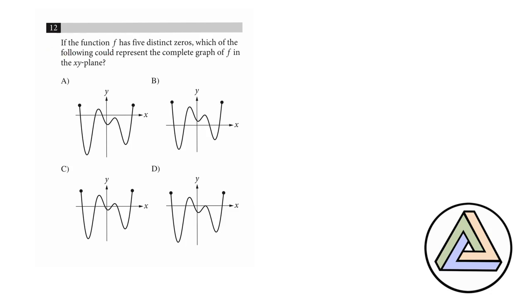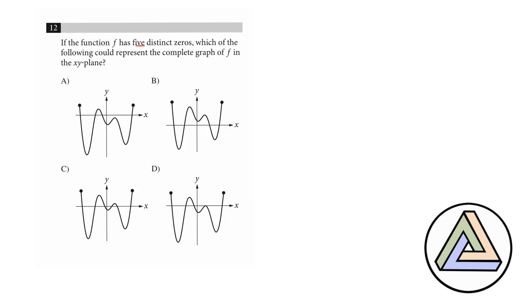In the function f, if the function f has 5 distinct zeros, which of the following could represent the complete graph of f in the xy plane? Okay, function f, don't get thrown off by the word function. That just basically means it's a graph that passes something called the vertical line test, which, by the way, you don't really need to understand. But nonetheless, 5 distinct zeros.